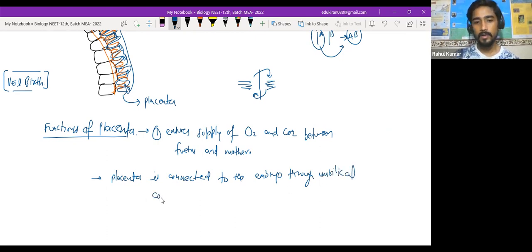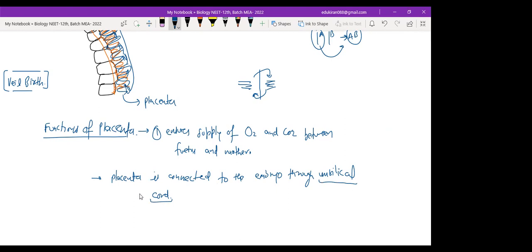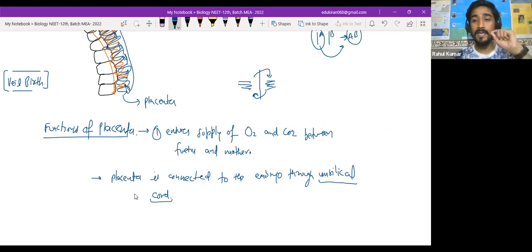Now, what is umbilical cord? Is it mother's structure or is it baby's structure? Or is it shared between the two? This is a question. I think it's mother's. No, it's solely baby's structure. It is not mother's, it is not shared. See, because clearly it is after the placenta.